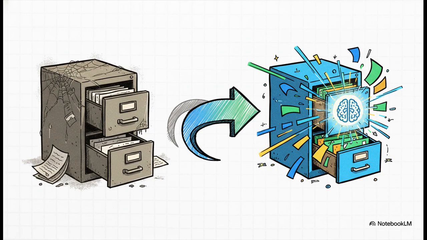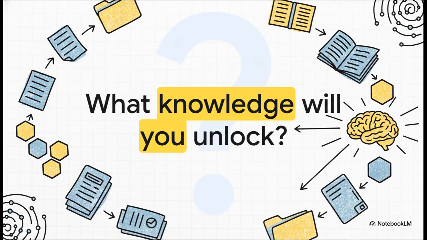When you boil it all down, this is what it's all about. File search transforms your private data from this static, dusty archive into an active, intelligent tool that Gemini can use to reason, to analyze, and to answer questions with a level of accuracy and relevance we just haven't seen before. So really, it leaves us with one last really exciting question. Every company, every developer, every person has this unique treasure trove of knowledge locked away in their documents. Now that you can plug it directly into one of the world's most powerful AIs, what knowledge will you unlock?